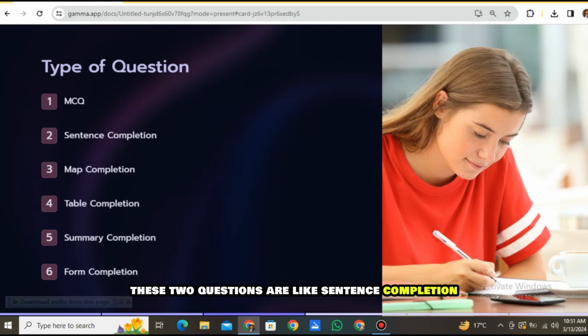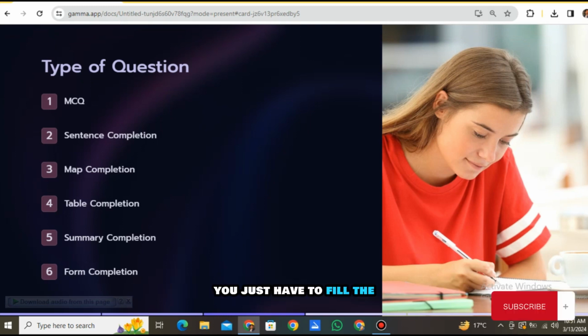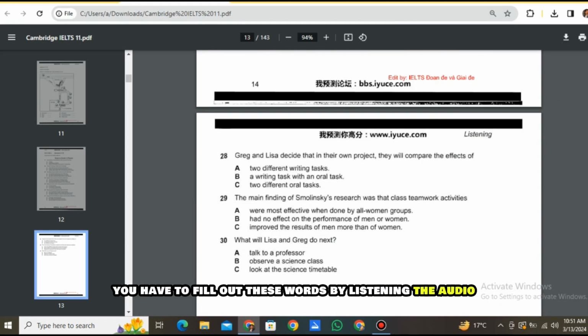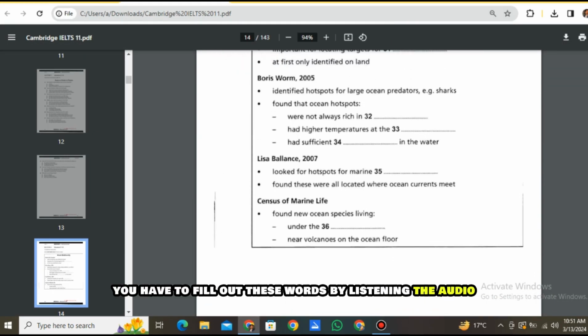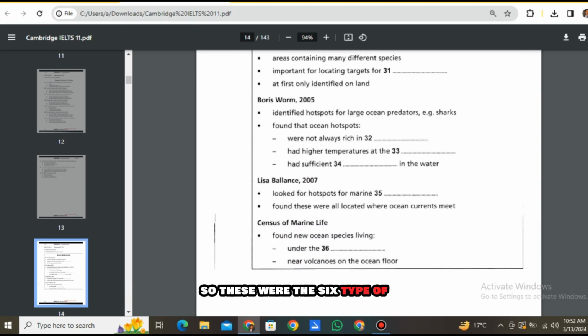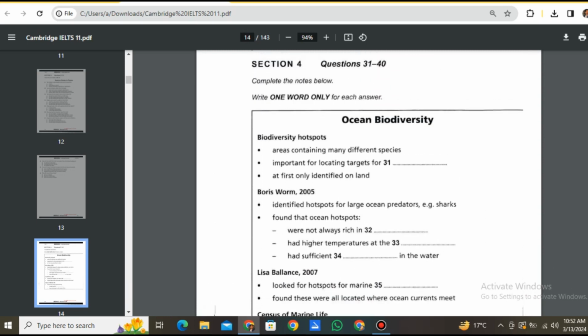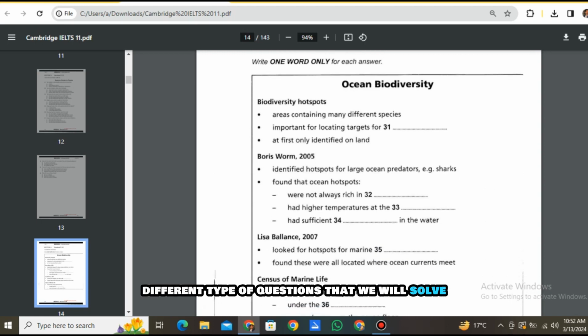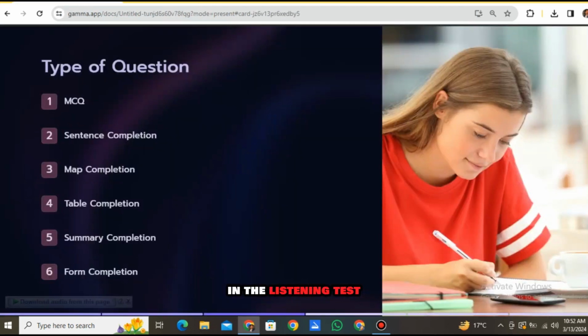These two questions are like sentence completion. You just have to fill the gaps between some sentences. Like this is a summary and the notes or summary. You have to fill out these words by listening to the audio. So these were the six different types of questions that we will solve in the listening test.